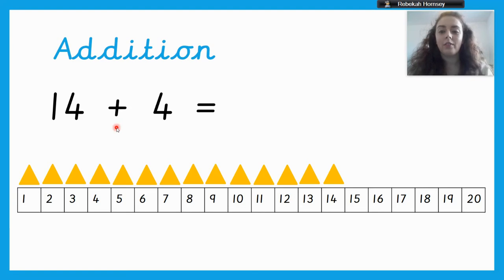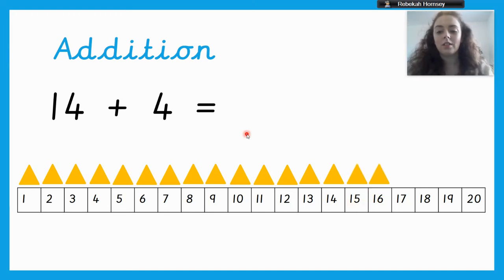Okay, there's my 14. Have you got yours? Excellent. So I know this says add, and add means get more. So I need to get this many more. And this number is 4. You're right. 14 add 4. Do you want to go and get 4 more of whatever you're counting? I'll start adding mine now too.